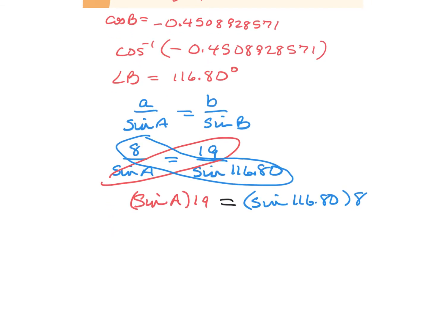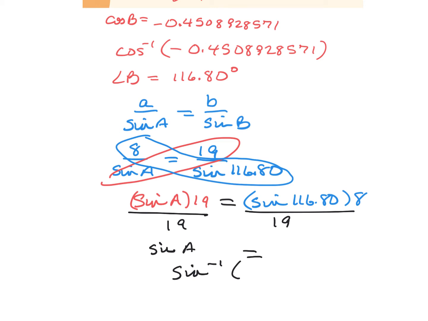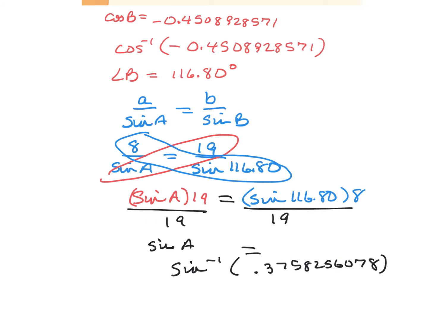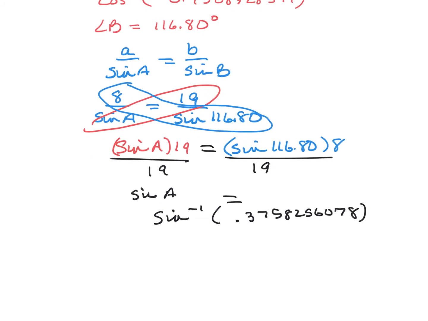I'm going to divide both sides by 19. And sine A, and again I'm going to enter this as sine -1, is equal to, go ahead and do this on my calculator, so sine 116.80 times 8 divided by 19, and this gives me 0.3758256078. Hit enter, and you get angle A to be 22.075, rounded to the hundredths place, 22.08.